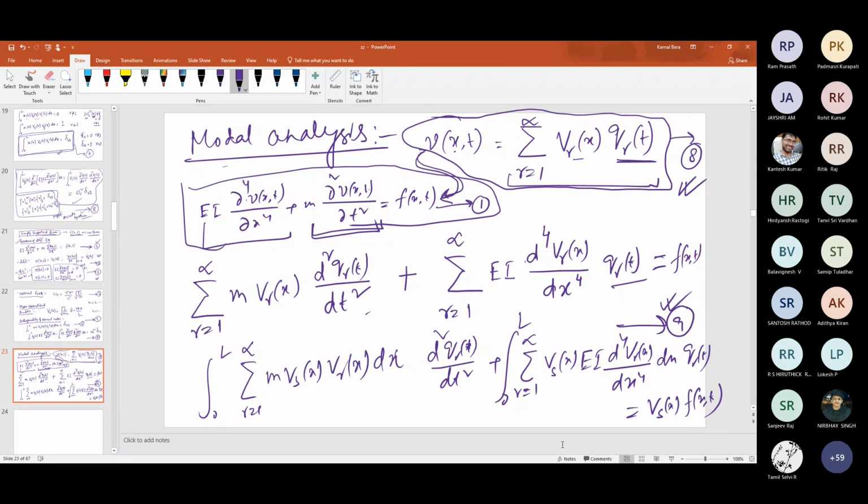No problem. Okay, so now you see what is going on here, and use the orthogonality. We know that this is the Kronecker delta, right? If r equals s, then only this quantity will be 1, otherwise in all other cases it will be 0. So the sum over r equal to 1 to infinity: all other terms vanish except when r equals s. Understood? So I can write this as delta, basically 1, if r equals s.